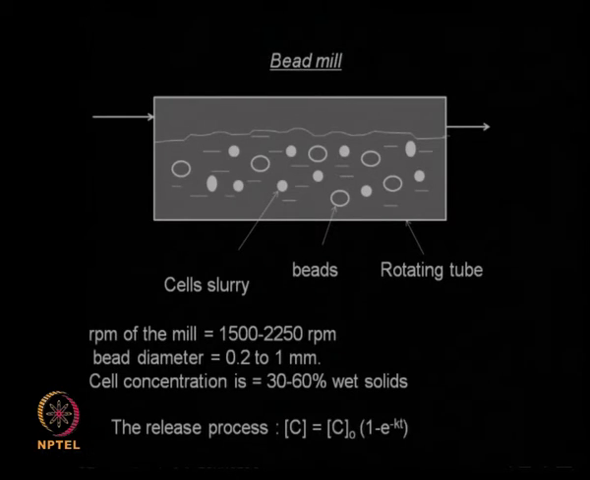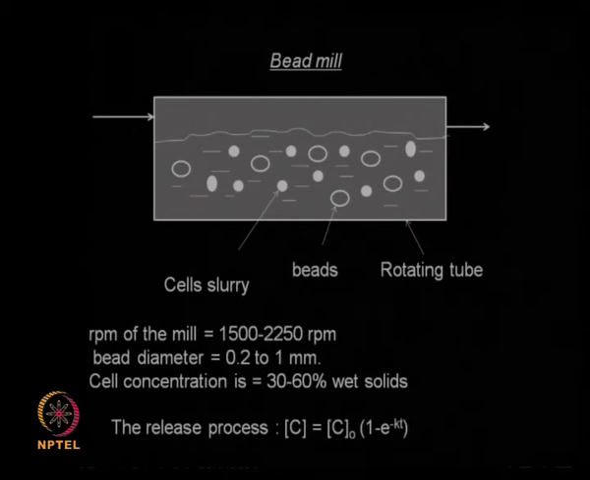So it is slowly revolving around its major axis, this is the major axis, and as it revolves it tumbles, the solid hits the cells and the cells break down. Generally the RPM is around 1500 to 2250 RPM. Bead diameter is about 0.2 to 1 mm size bead, and as I said, the material of construction depends upon the importance of your product, whether you can permit contamination or whether you want totally contaminant free operation. So you may select material according to that.